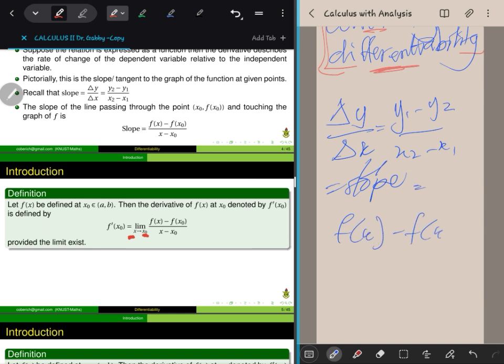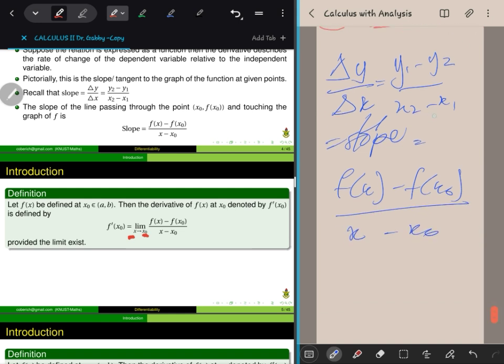Minus f of x naught all over x minus x naught, right? What if the difference between this x and this x naught is very small, and we represent the difference between them, which is very small, to be h? So this is what we can do. Clearly we can write this down here to be h, because we are saying that this is the difference between them, which is very small, the h.